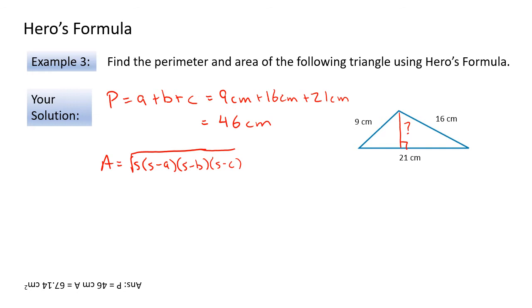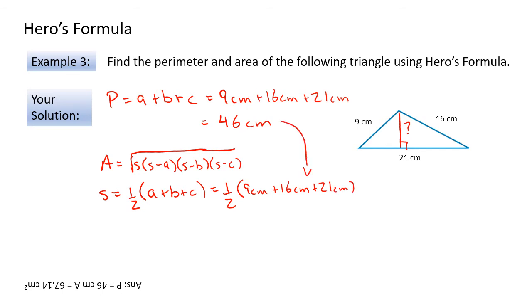Okay? So S is equal to 1/2 of A plus B plus C, which is equal to 1/2 of 9 centimeters plus 16 centimeters plus 21 centimeters. You could also have just substituted in the 46 centimeters here, knowing that A plus B plus C was the perimeter. Again, totally up to you. If you do that, you get 1/2 of 46 centimeters, which gives you 23 centimeters.